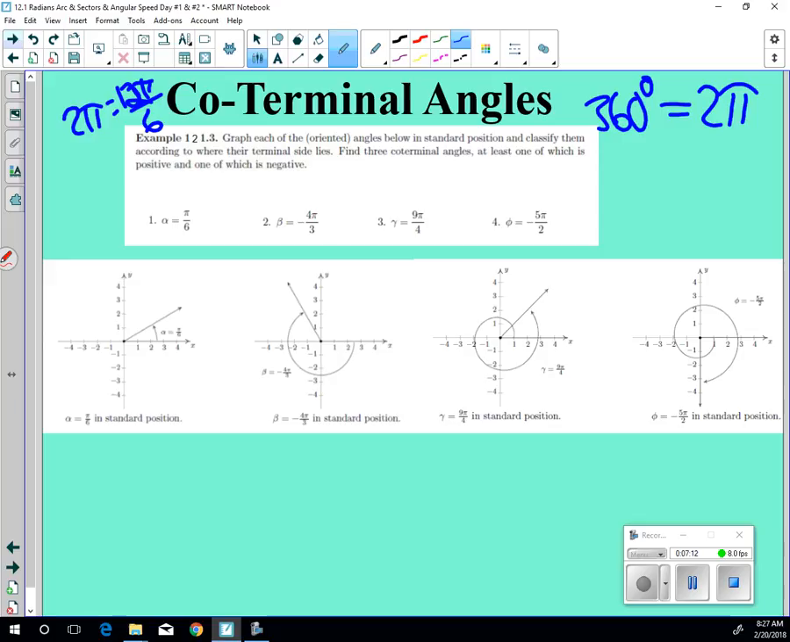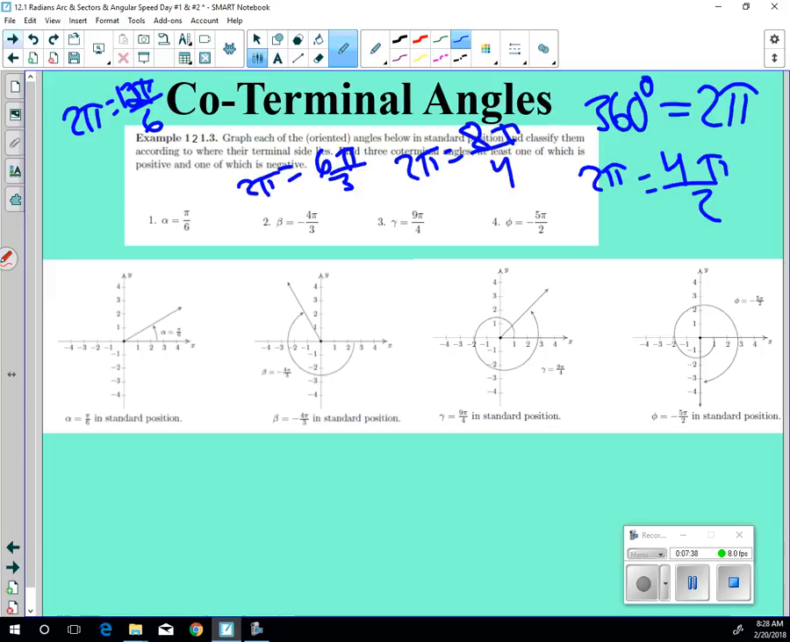How about pi over 3? 2 pi is equal to how many pi over 3's? 6. How about pi over 4's? 2 pi is going to be equal to how many pi over 4's? 8. And how about pi over 2's? 4. So all you're going to do is add or subtract that denominator. The only difference is you have different denominators instead of always 360.